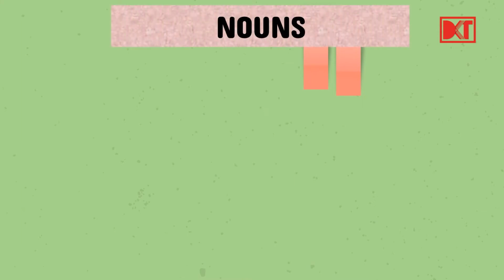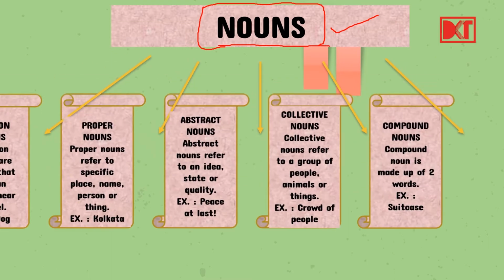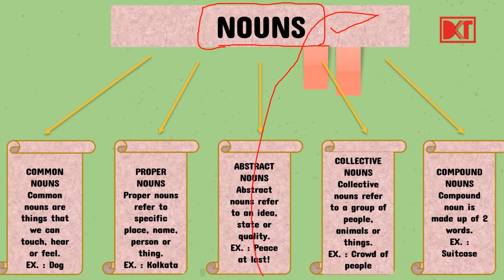Alright, so now we are revising. This is a very important slide. This is basically a summary of what we have done in nouns in all the previous slides. Pay attention, this is like a summary, a synopsis for you. First of all, we have done 5 types of nouns.